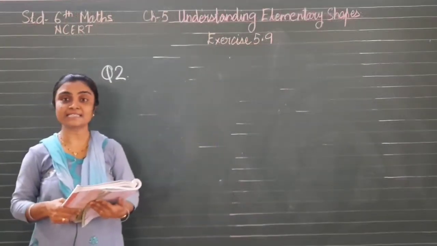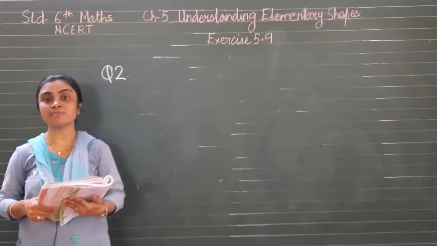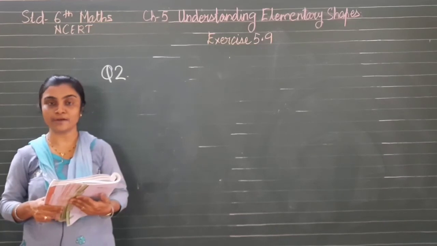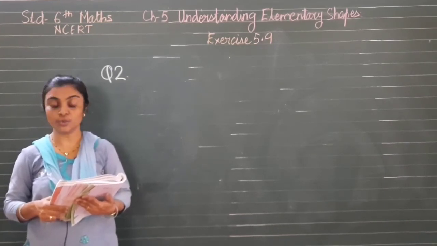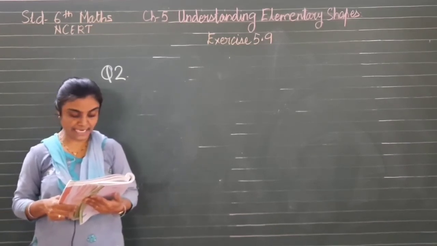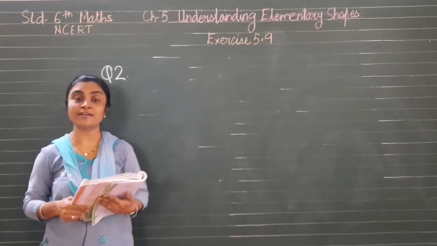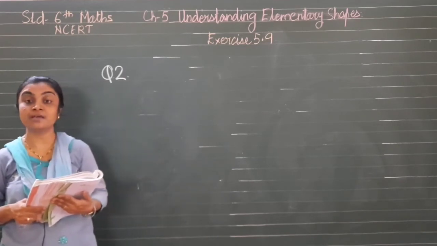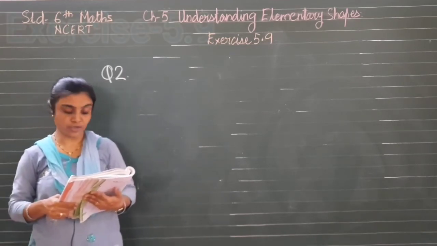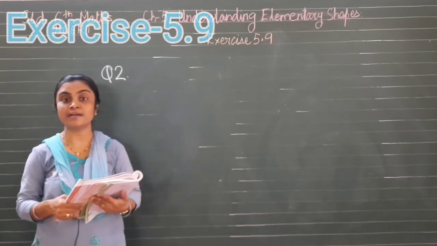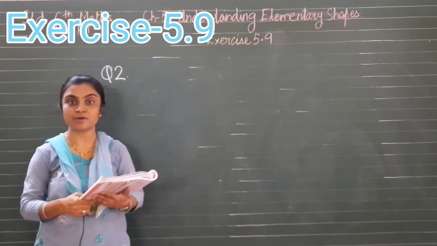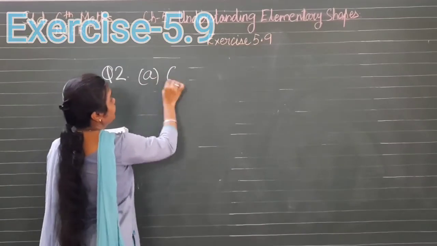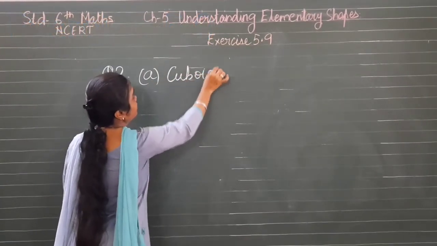Now let us see exercise 5.9. Students, question number 1 is match the following. You can use the logic and you can solve it by yourself. Let us see question number 2. What shape is A? Your instrument box. So we have seen different dimensional shapes: cube, cuboid, sphere, cylinder, pyramid and so on. So the first question is your instrument box, your geometry box or your compass box. So what is the shape of your instrument box? It is cuboidal. So the first answer is cuboid.